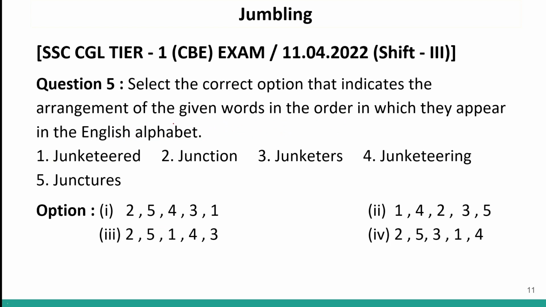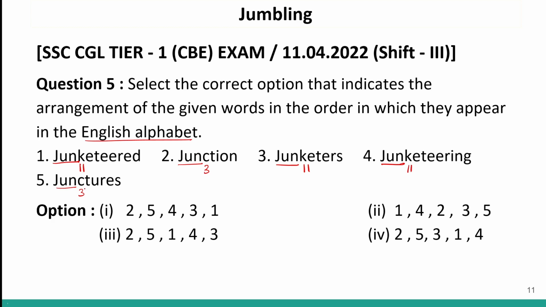Now, question number 5. We have to arrange them in English dictionary order. Now, junketeered, junction, junketeers, junketeering, and junctures. So I can see JUN is common in each word. So JUN, JUN, JUN, JUN, and JUN. So we'll look at the next letter. Over here, the next letter is K, which is 11th position. C, 3rd position. K, again 11th position. 11th position, and C, which is 3rd position.